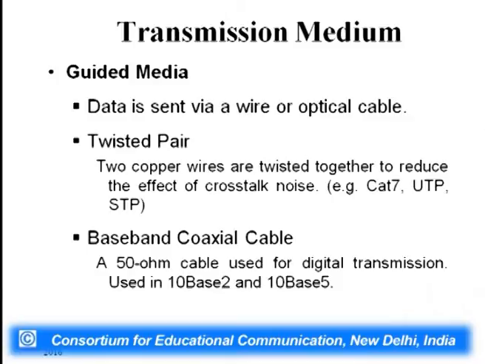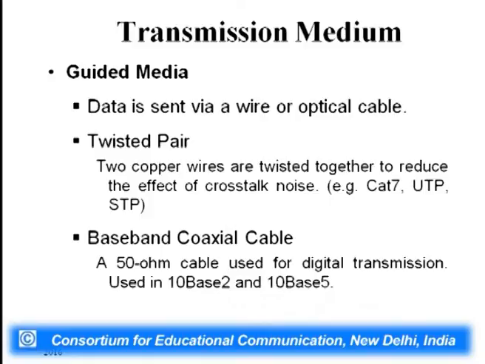So, we have different kinds of cables. We can have a twisted pair cable, where two copper wires are twisted together to reduce the effect of crosstalk. So, why are they twisted? If they are not twisted, their voltage levels at the end may cancel out. Therefore, when they are twisted, they keep on changing. So, I have Cat5, we have unshielded twisted pair (UTP), and we have shielded twisted pair.